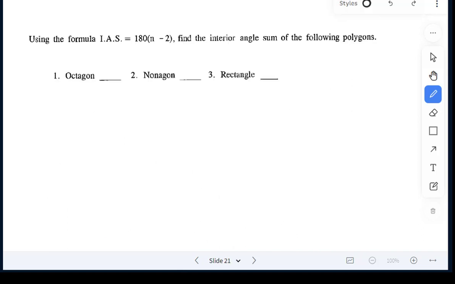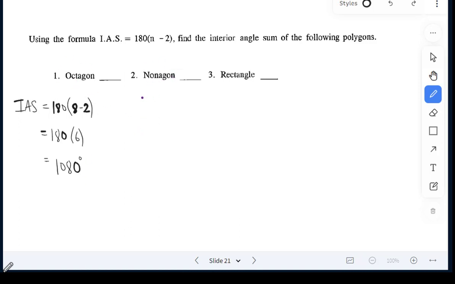If we have an octagon, it is 8-sided. So our IAS, interior angle sum, will be 180 times 8 minus 2. So that would be 180 times 6, and that would give us 1080 degrees, the sum of all the interior angles in an octagon.